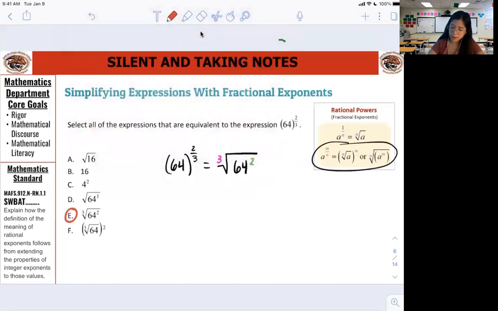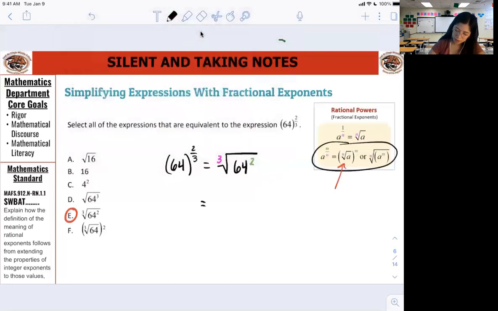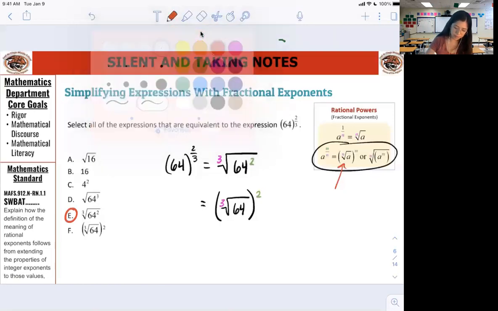But based on my little rule, I can also write it with parentheses in this format. So I can also say that we've got the cube root of 64 to the power of 2. That kind of forces you to think about the cube root first. So do the cube root first and then worry about the exponent. By the way, this is answer choice F as well.